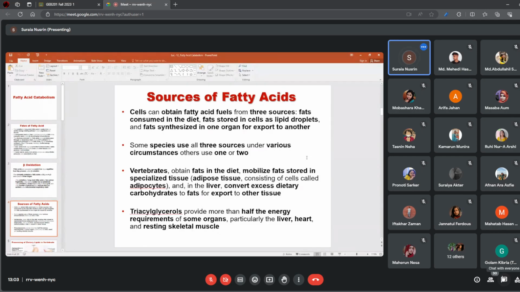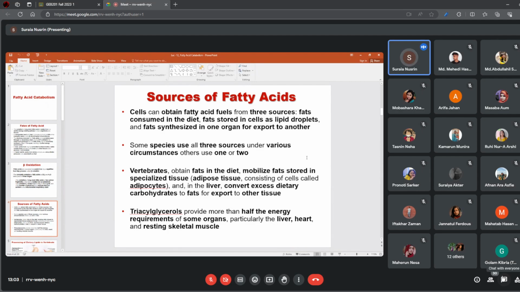They get the fat from their diet, mobilize fat, and store it in specialized tissue which is called adipose tissue. Adipose tissue is made up of adipocytes, the fat cells, and the liver can convert carbohydrate, that is if we have enough carbohydrate, to fat, and then the fat is exported to other tissues.